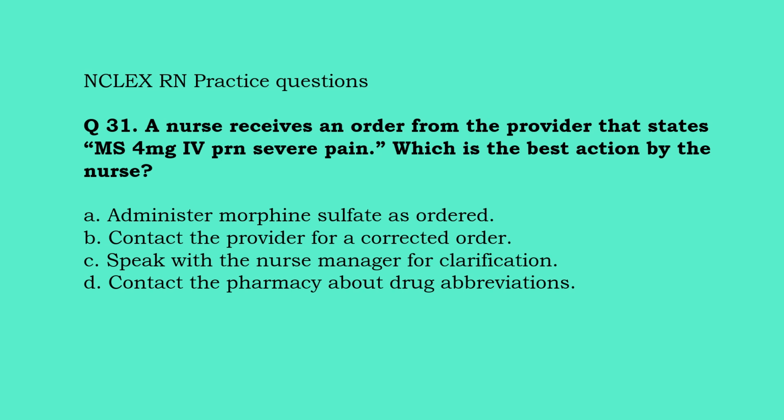Question 31. A nurse receives an order from the provider that states MS 4 mg PRN severe pain. Which is the best action by the nurse? A. Administer morphine sulfate as ordered. B. Contact the provider for a corrected order. C. Speak with the nurse manager for clarification. D. Contact the pharmacy about drug abbreviations.